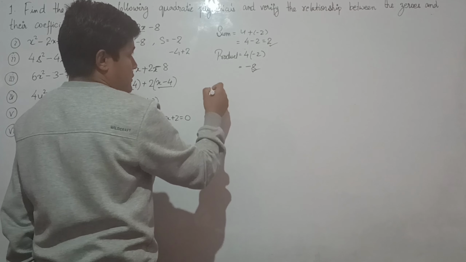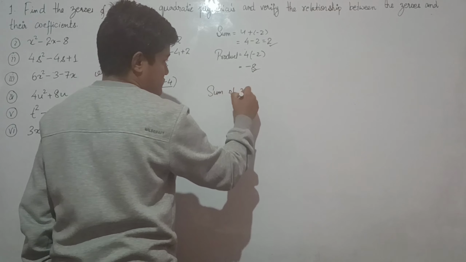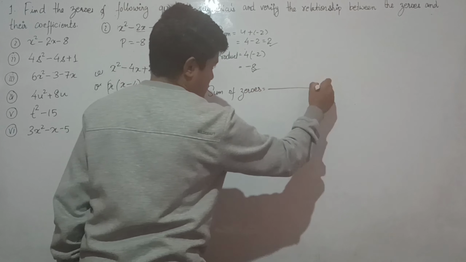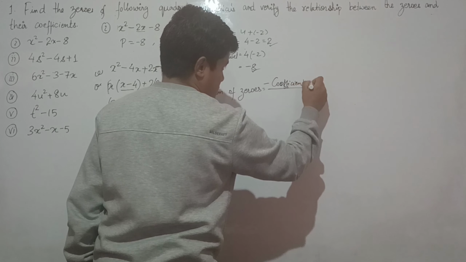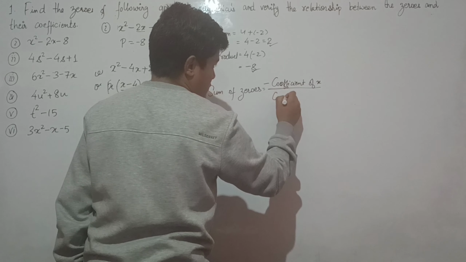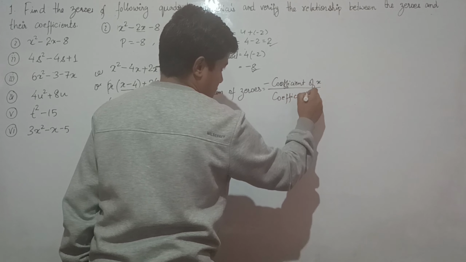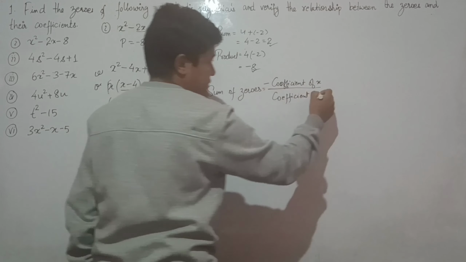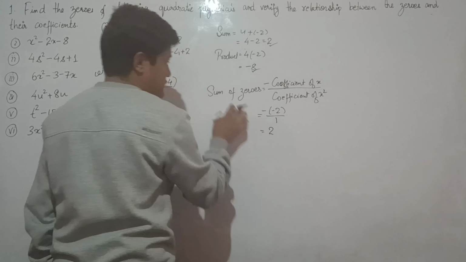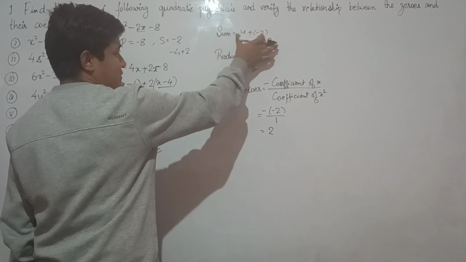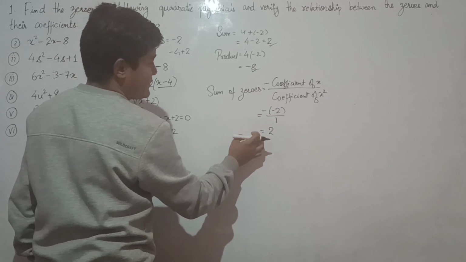So by applying formula, sum of zeros equals to negative coefficient of x by coefficient of x square. So the formula is negative coefficient of x. Coefficient of x is minus 2. So minus of minus 2, and coefficient of x square is here 1. So 2. Sum of zeros by formula and by adding, we verify that it is correct.